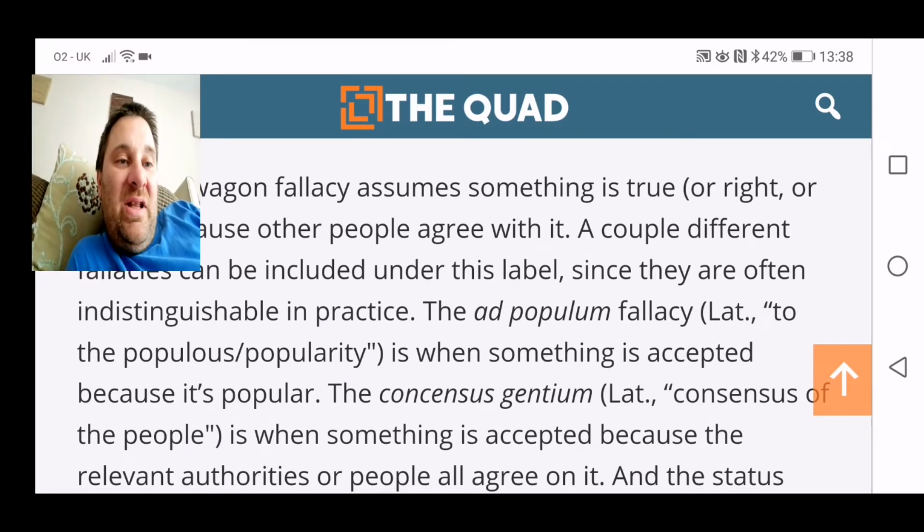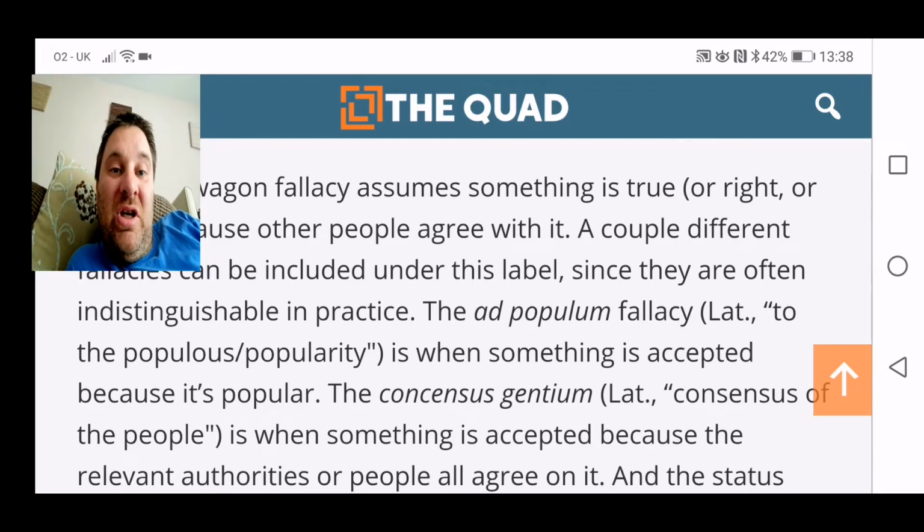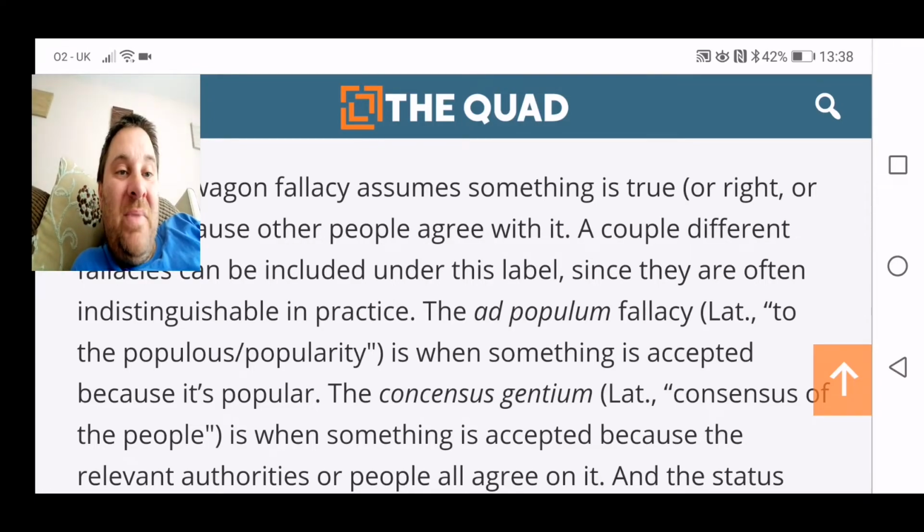The ad populum fallacy, to the populace or popularity, is when something is accepted because it's popular. The consensus gentium, consensus of the people, is when something is accepted because the relevant authorities or people all agree on it.